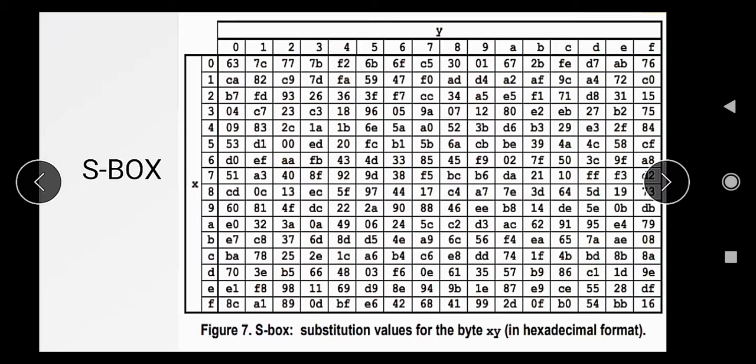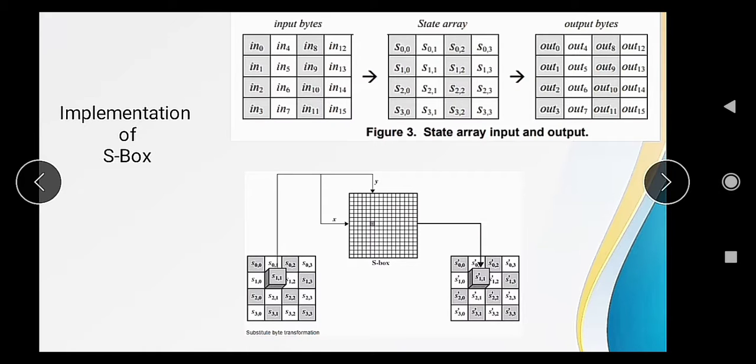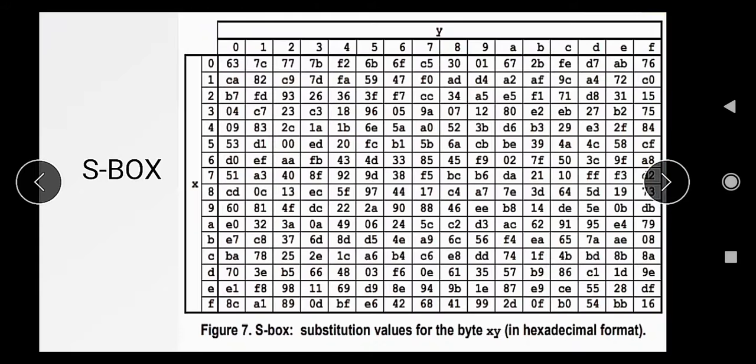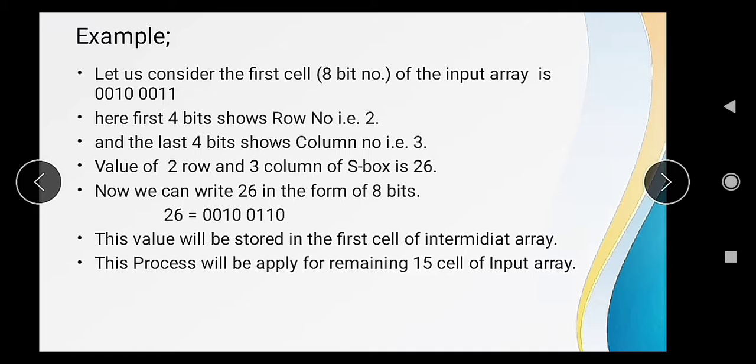Okay, suppose we have a value for the first block. Let's take an example. Suppose we have the first cell value, that is an 8 bit number. So the value of the first cell is 00100011. So this is the value of the first cell.